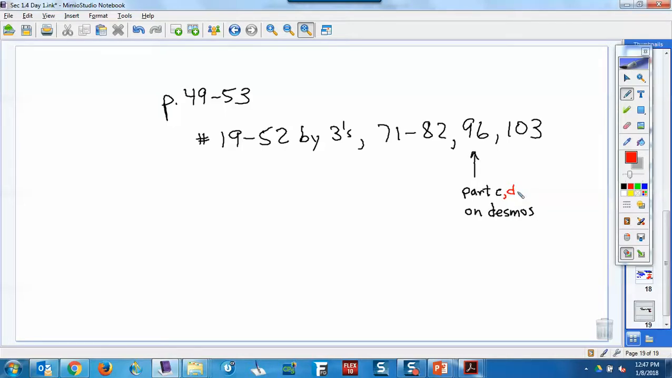Okay, 71 through 82, I think, is doing a bunch of domain questions. What's the domain? And then this means go by threes. Now, they're not multiples of threes, but just by threes. So 19, 22, hopefully you can all add 3, okay? 19, 22, 25, etc. So you get a mixture of some odds and some evens. And that's doing a variety of things that we talked about there.